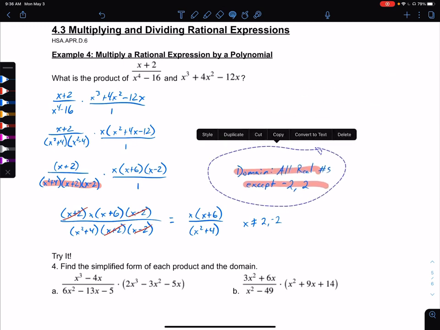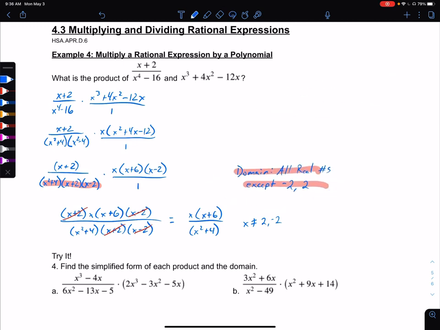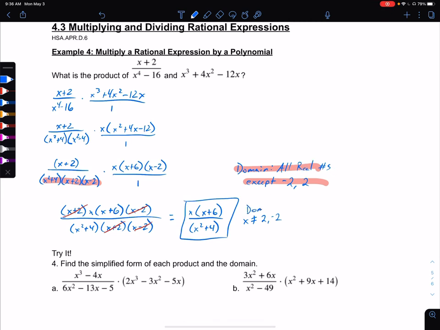Let's bring this down here. We want to keep that in mind. So this would be our product, and this would be our domain. You can write it out as the domain is all real numbers except negative 2 or 2, or you can say that x cannot be 2 or negative 2. It's up to you. All right, and that's it. This is very similar to example 3. You just have to factor, reduce, cancel things out, combine your numerators, combine your denominators, and watch out for the domains.